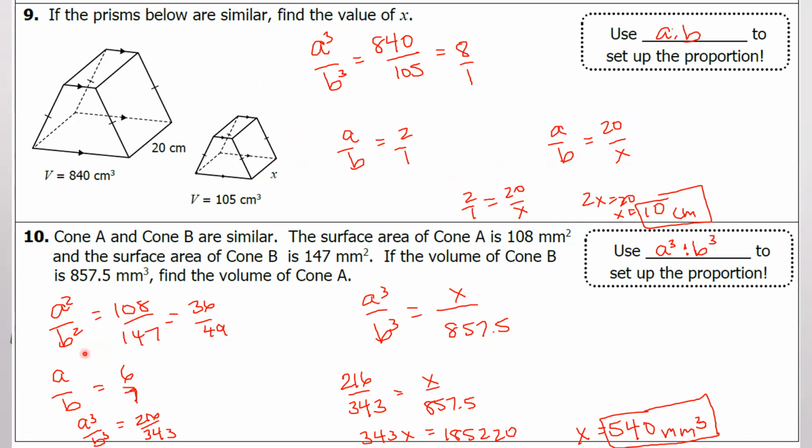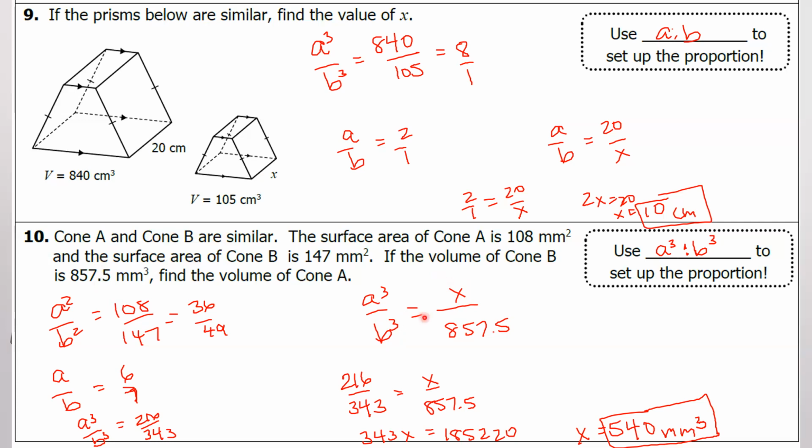For number 10, we have cone A and cone B. The surface area of cone A is 108 and for cone B is 147. Reduce your fraction, you get 36 over 49. Then they start talking about volume. So volume is an A cubed over B cubed. And it says the volume of cone B, which is in the bottom, is 857.5. And we need to find the volume of cone A. So I called that X.